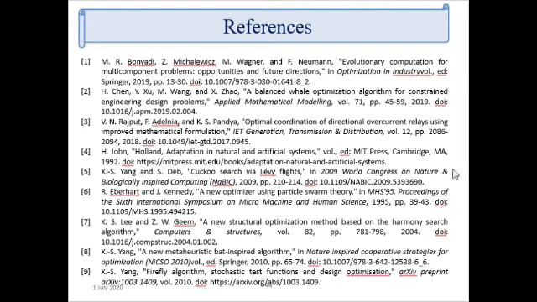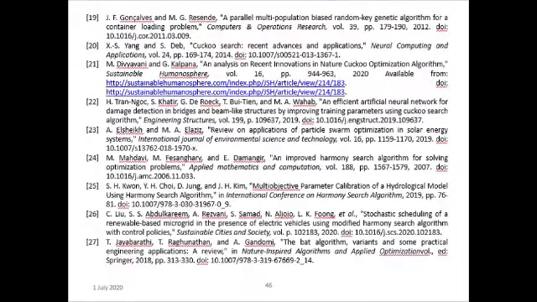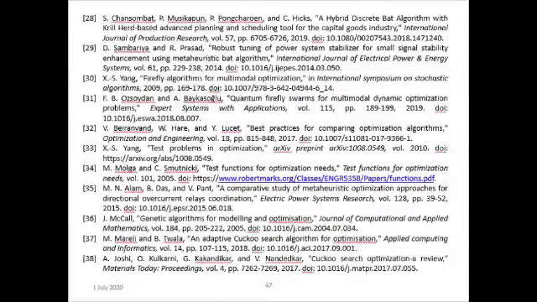These are the references that I have referred to and also cited in the paper.